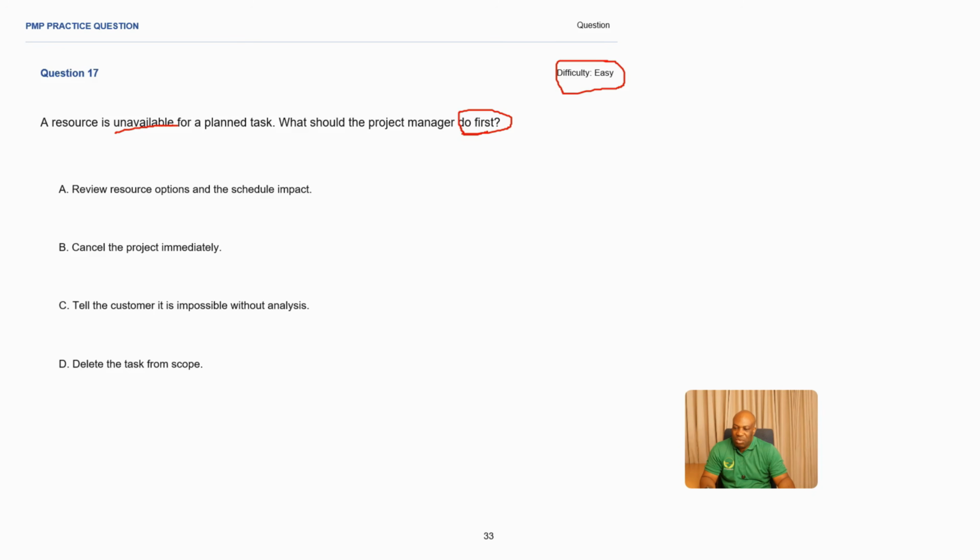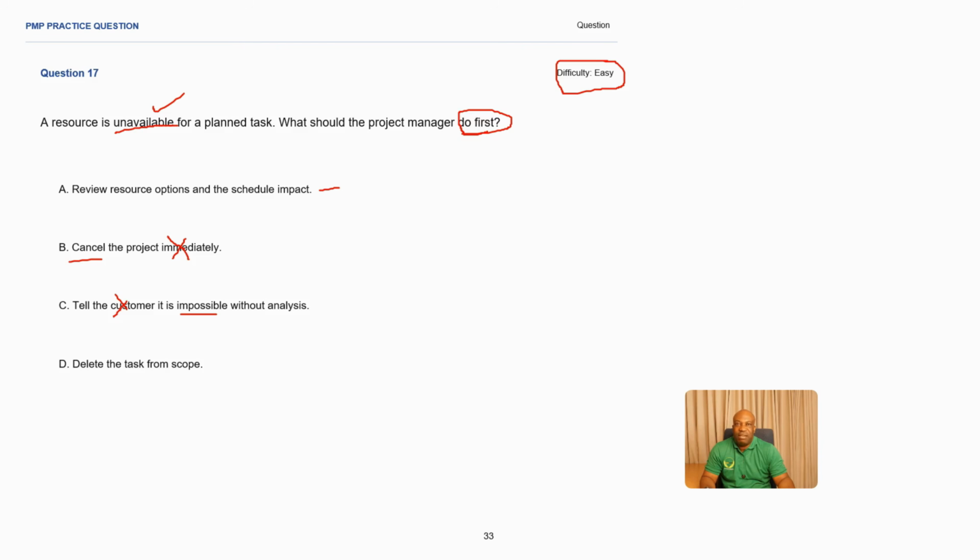Review resource options and the schedule impact. Okay, it makes sense. Cancel the project immediately. You don't cancel a project because a resource is unavailable. And it's unusual to have a project where you only have one resource, which might force you to cancel the project. So thereby we eliminate this one straight away. Tell the customer it is impossible without analysis. Okay, you don't just reject anything to the customer without analysis. You need to do analysis first. So that's not the correct mindset. So we eliminate this one straight away.